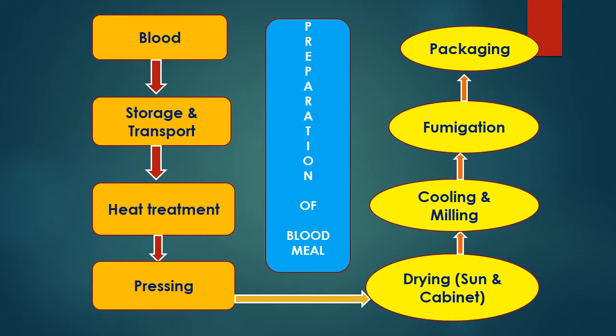The drying can be either sun drying or cabinet drying, and then we can cool it down, do the grinding, and then store it after packaging. So this is the simple process for preparation of blood meal, which I will discuss in a little more detail in a different process.